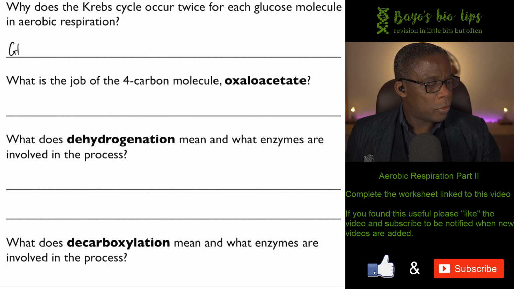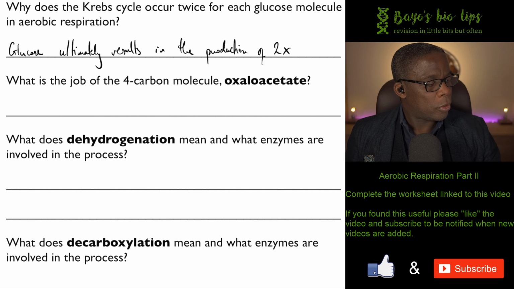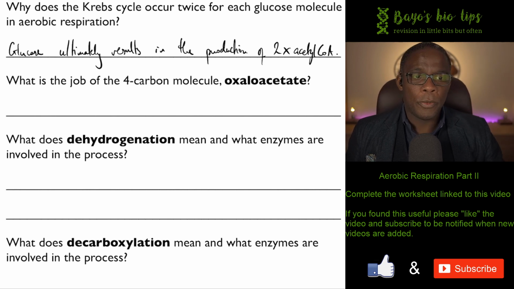So glucose ultimately results in the production of 2 molecules of acetyl coenzyme A. And acetyl coenzyme A is what we're feeding into the Krebs cycle.